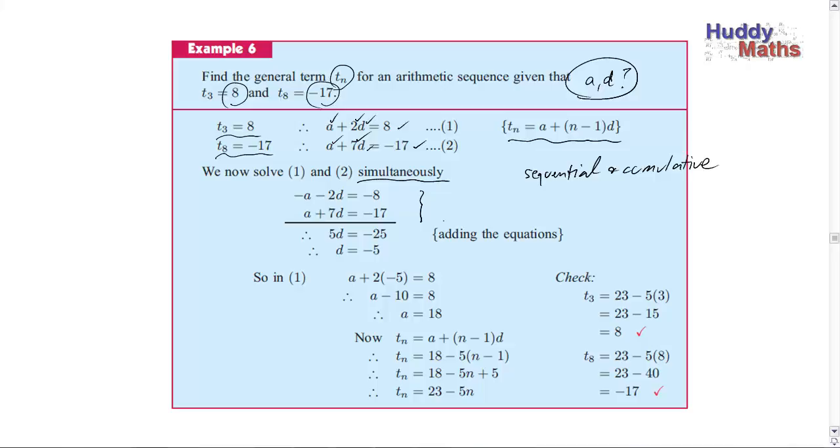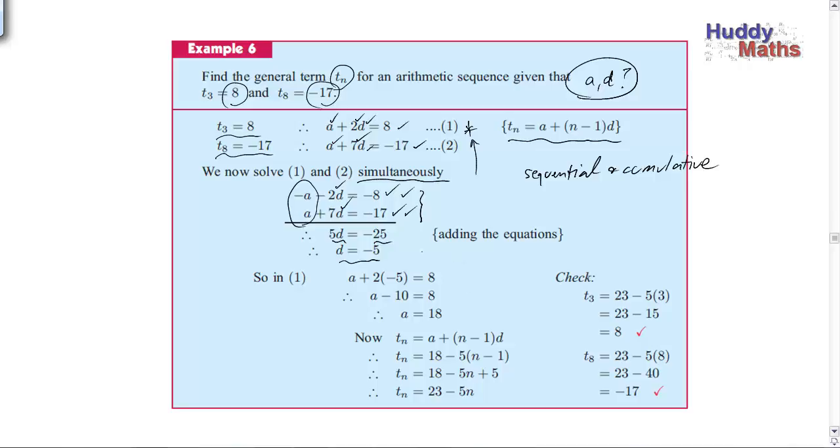So if you multiply this equation by negative 1, you get this. And then if you add it to the other equation, do you notice this is solving simultaneous equations by elimination? Then that will be eliminated, neg a plus a. But you've got to do this multiplication of this equation by neg 1 if you like, or simply subtract it from the other one. So neg 2d plus 7d is 5d, neg 8 plus neg 17 is neg 25, so d is neg 5, adding the equations.